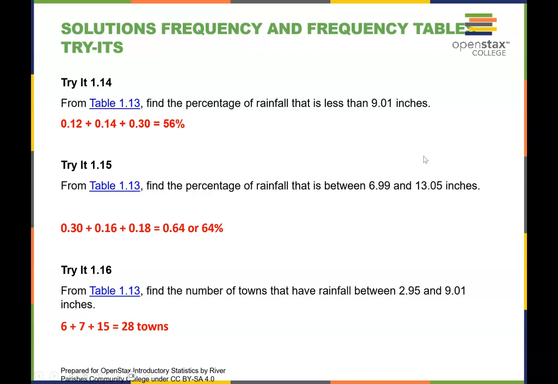Okay, so here are the answers. Hopefully you had a chance to work that out. So Try It 1.14 is 56%, 1.15 is 64%, and 1.16 is 28 towns.